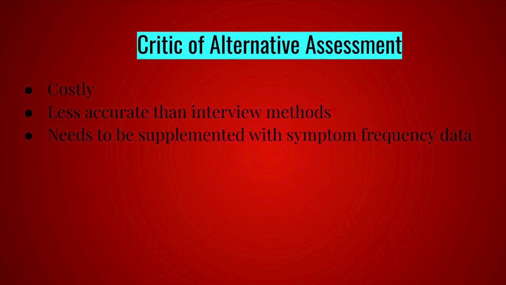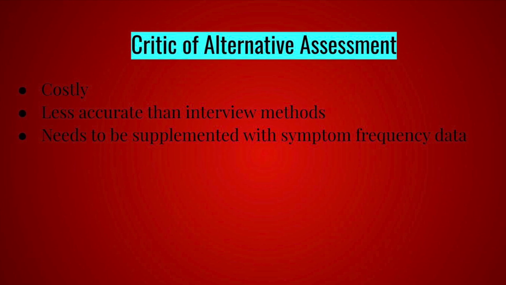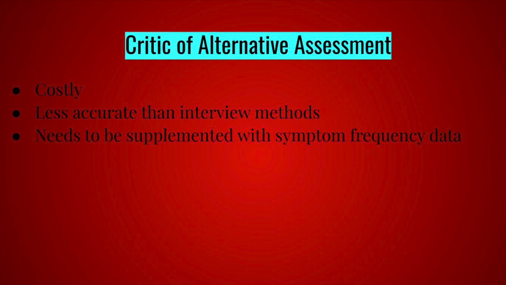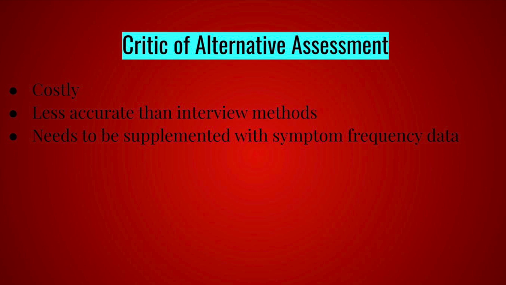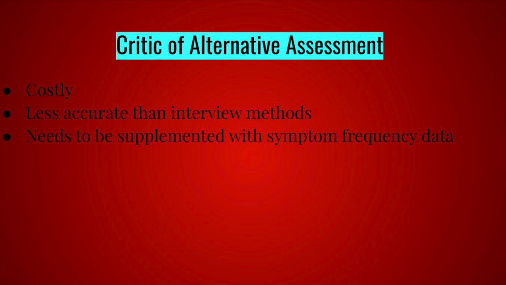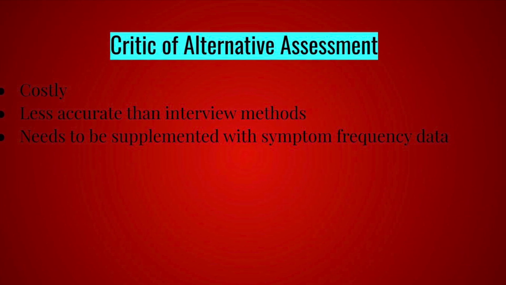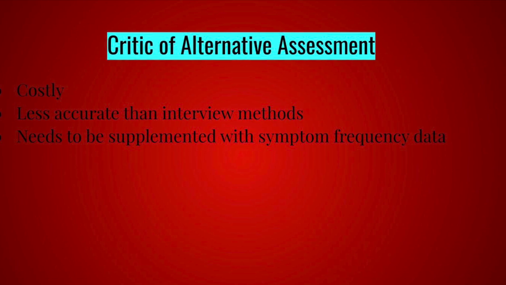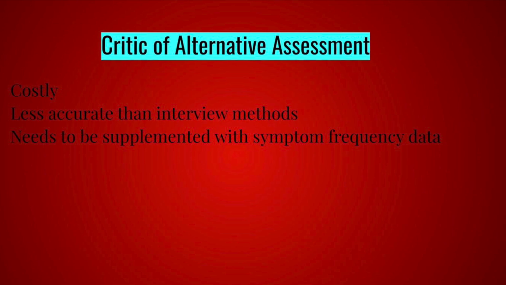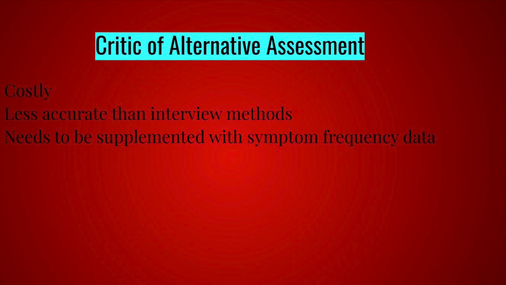One of my critiques is that this inventory is a bit expensive, but it does make the most sense to buy the entire package. Another critique of this inventory that was discussed by Garner and Olmstead is that sometimes self-report measures have disadvantages because they can be less accurate than interview methods. So they need to be supplemented by symptom frequency data derived by interview or symptom checklists that can be provided in the package that is offered.